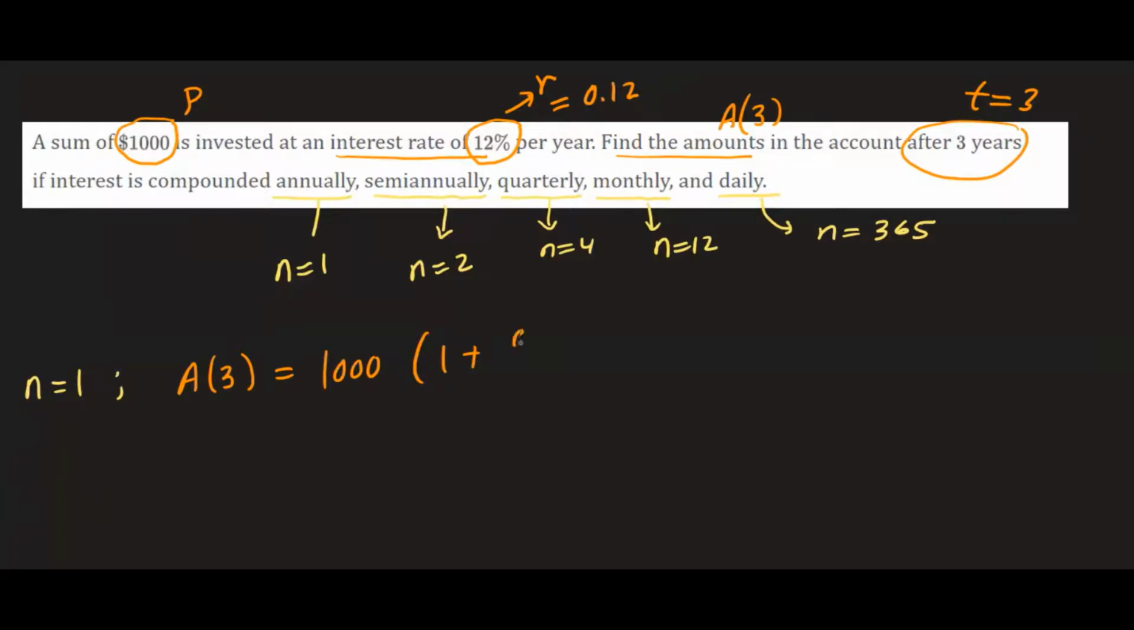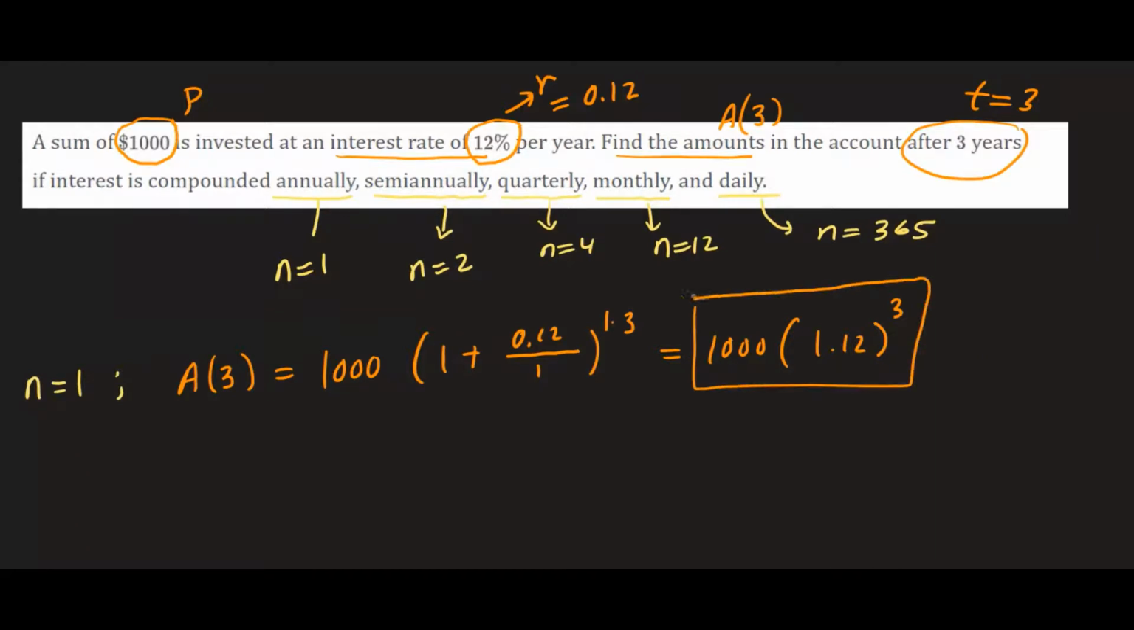That will be 0.12 over n, which is 1, to the power nt, so 1 times 3. That will be the amount if we invested just once a year. So let's check out what this is. We have 1,000 times 1 plus 0.12, that would just be 1.12 to the power 3. If I use a calculator, I would get the answer, but whatever that number is, that will be the amount. Feel free to write that out. But pretty much the setup is done.